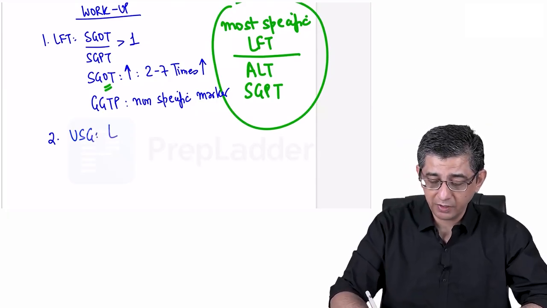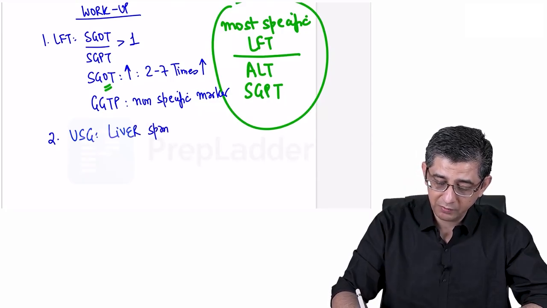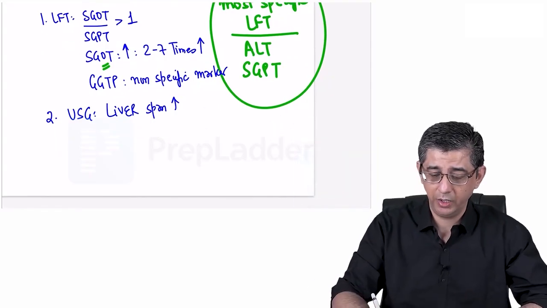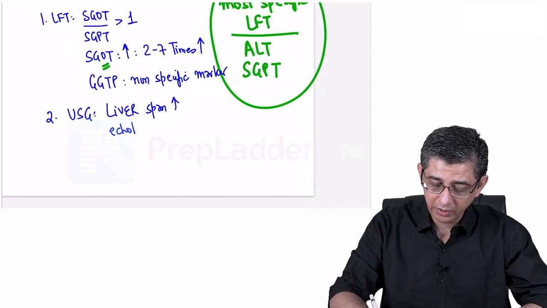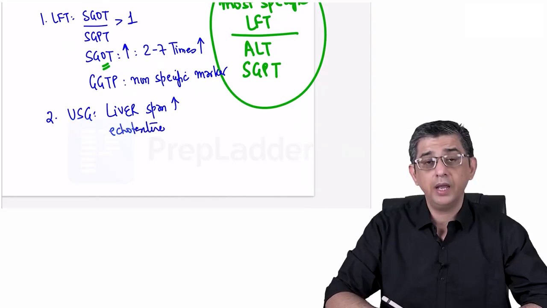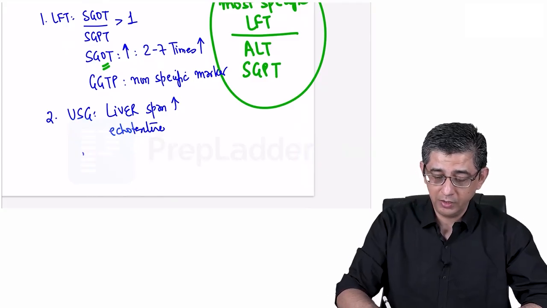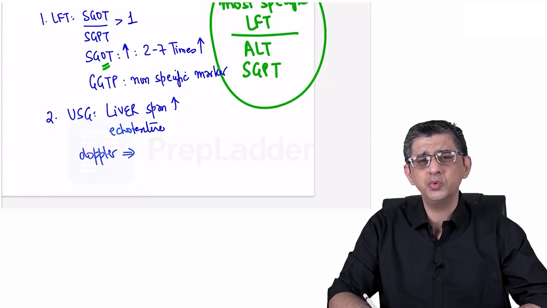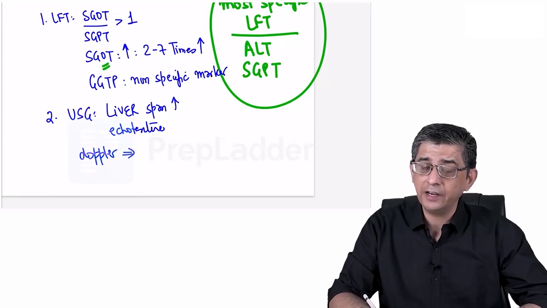There would be two reasons why I will be doing an ultrasound. One would be to check for the liver span, which initially will be increased and subsequently, when cirrhosis intervenes, will begin to reduce. I would also like to evaluate the echo texture of the liver. And if I switch on the Doppler in this patient, why am I doing a Doppler? It is just to see, has portal hypertension intervened?